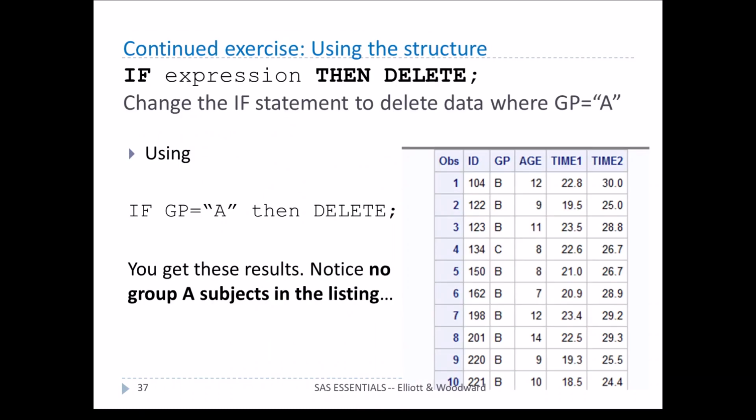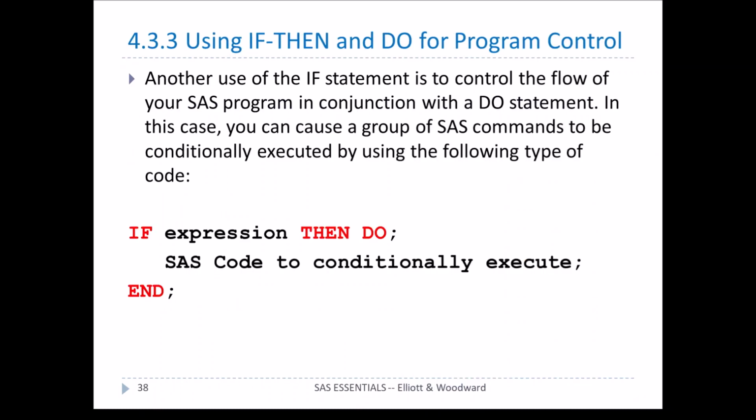And then we could continue with the if expression then delete by saying if group equal A, then delete. So let's try that one out. If we use that if statement and then run the program, and here's the output, you see that the observation 1 is B. There's no A in the group, so it left off all the A subjects in the listing. So again, you can either use the if statement directly, if expression, or if expression, then delete.